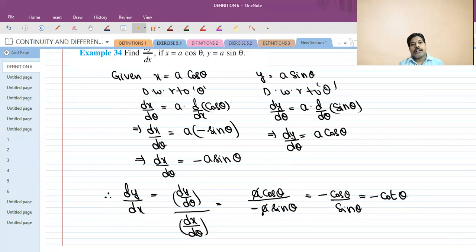So what is the question they are asking? The dy by dx value. dy by dx can be written as dy by d theta divided by dx by d theta. You already know the dy by d theta value and the dx by d theta value, so just replace the values and cancel, and you will get the final answer. See that question, students, very easy concept. So see that one next.